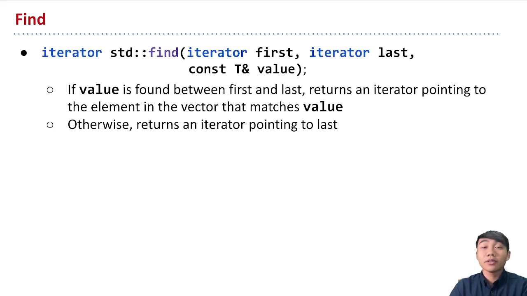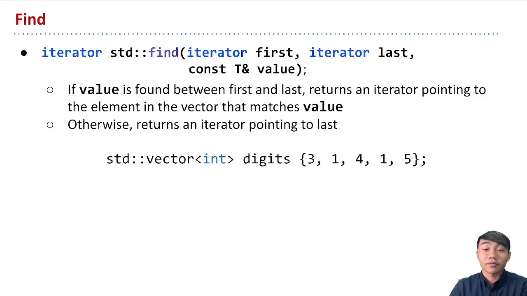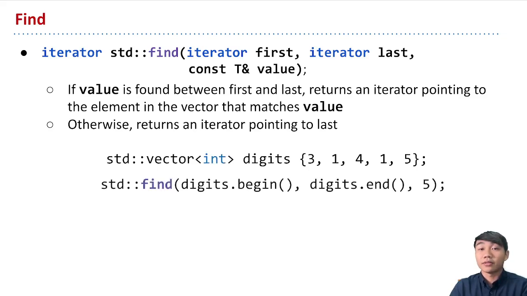So usually we want to search the entire vector. So we would just pass in .begin and .end as input. So basically the range of values that we're searching within is the entire vector. So if we're searching for the value 5, this would return an iterator pointing to the element 5.